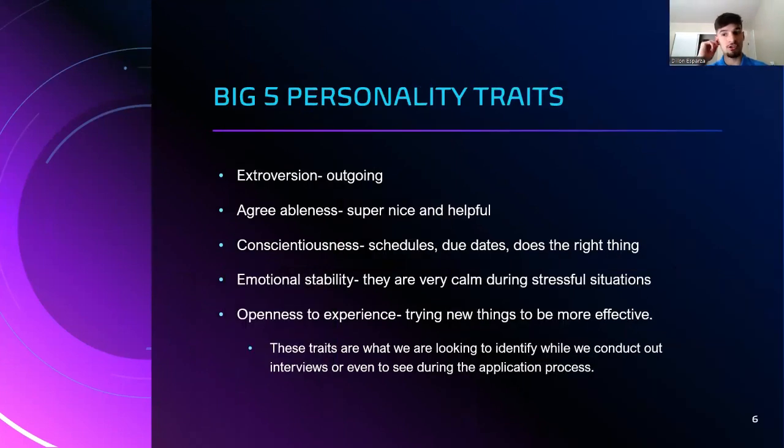So the big five personality traits, this is what we're going to be looking for while we're interviewing, even in the application. If it really seems like they're outgoing, or maybe they over-explain things, those can be traits that we can see. So the big five personality traits: extroversion, agreeableness, conscientiousness, emotional stability, and openness to experience. We would really look for extroversion, just so it helps employees connect with each other in the office.